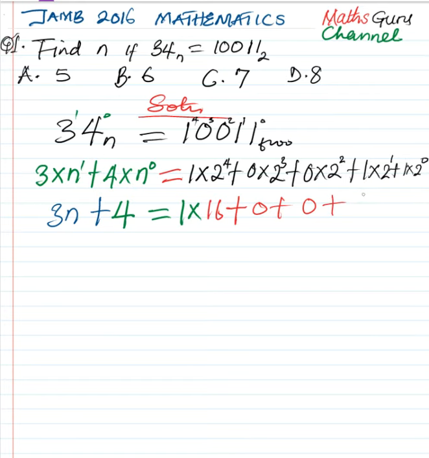Now we move on. 1 times 2 raised to the power of 1. Any number raised to the power of 1 is the same number. So 2 raised to the power of 1 is 2. So 1 times 2 is simply 2. Plus, remember that any number raised to the power of 0 is 1. So we can say 1 times 1 to be equal to 1.